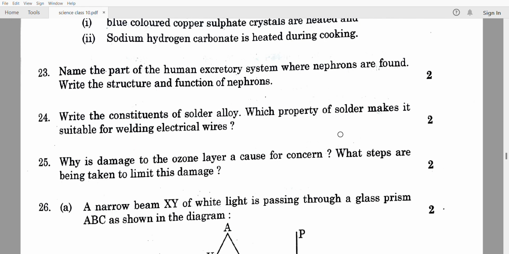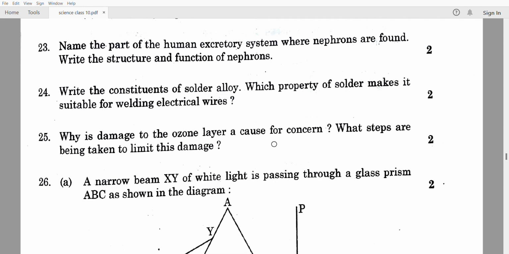Write the constituents of solder alloy. So solder alloy is made up of lead and tin. Which property of solder makes it suitable for welding electrical wires? It is the low melting point, which helps it to melt easily and bind the two electrical wires. The conductivity and low melting point. So here we have to prefer low melting point.